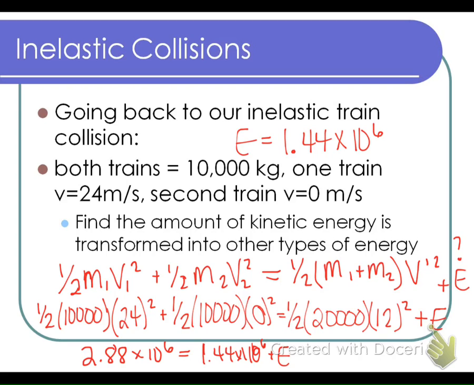Okay, and what's our unit for energy? Joules. Yeah, joules. Okay. So this number right here tells us that when these two trains collided and stuck together and continued their path, they lost half the kinetic energy that they began with. This is what they had initially, this 2.88 times 10 to the 6th. This is what they had finally between the two of them, 1.44 times 10 to the 6th. Half of that energy was transformed into something else.